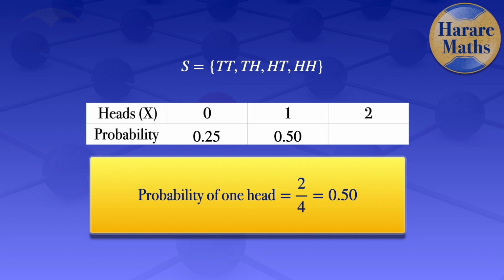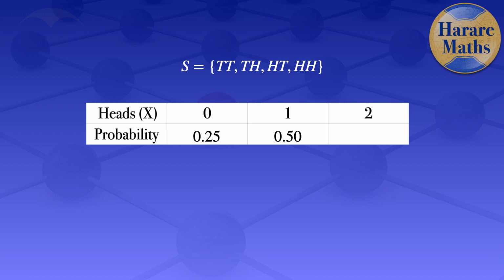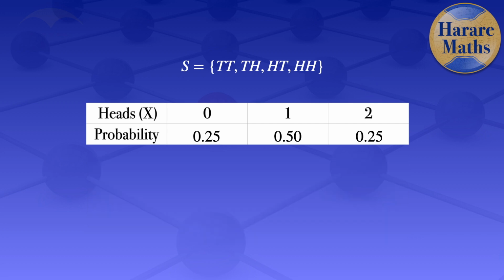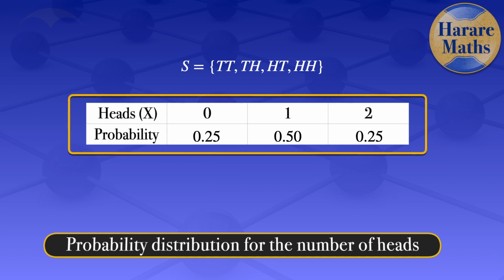We now look at the probability of 2 heads. For 2 heads, we only have 1 out of the 4 possible outcomes. So the probability of 2 heads is 1 over 4, which gives us 0.25. So where we have 2 heads, the probability is 0.25. The table that I've highlighted is the probability distribution for the number of heads.